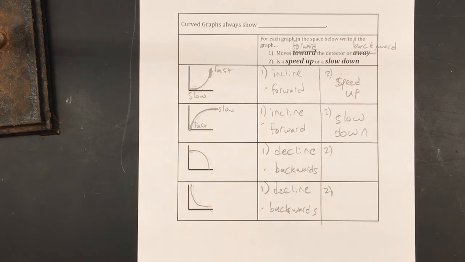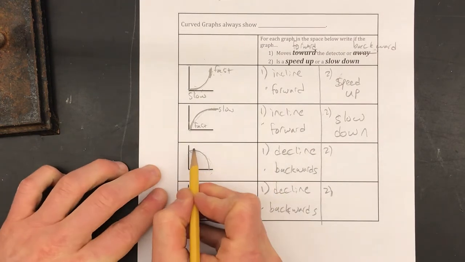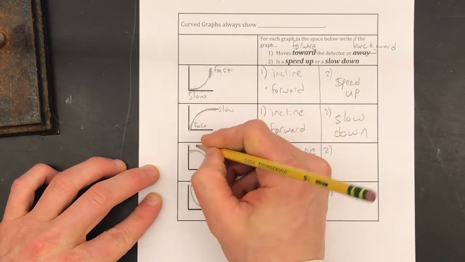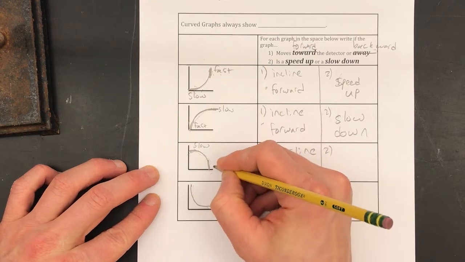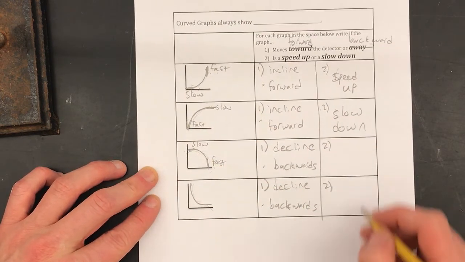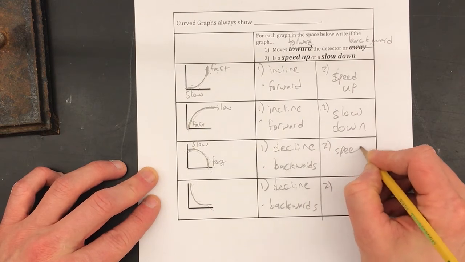Now let's look at this one going backwards. Does it start out as flat or steep? Right here, it starts out as flat, and at the end, it is very steep. So flat is slow, steep is fast. So it goes from slow to fast. That means it is speeding up.